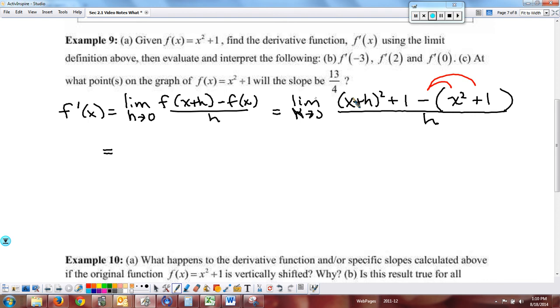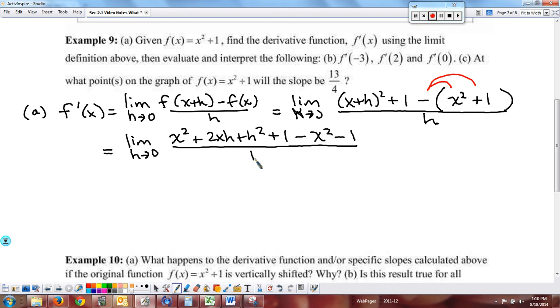Now we continue, we do a little algebra here for part A. We're going to FOIL, just like you did in the last examples, except now instead of a number you have a generic x. So x squared plus 2xh plus h squared plus 1, distribute your negative, minus x squared minus 1 all over h. You will see that there's some cancellation, just like we had before. Our numbers are going to cancel out.